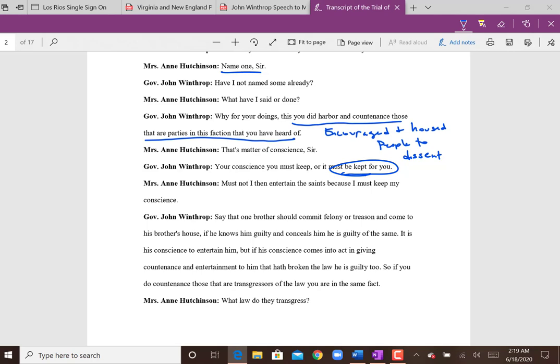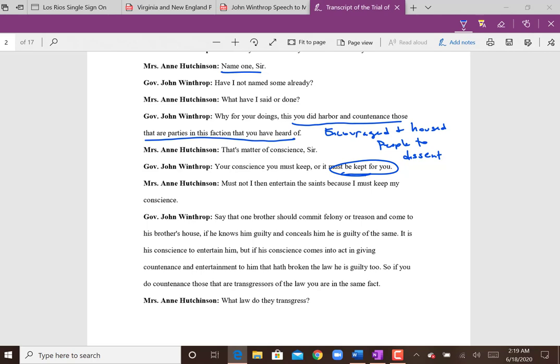If he knows him guilty and conceals him, he is guilty of the same. It is his conscience to entertain him, but if his conscience comes into act in giving countenance and entertainment to him that has broken the law, then he's guilty. So they're all the same here, because she's saying, shouldn't I follow my conscience? And it's like, yes, but here's the example.